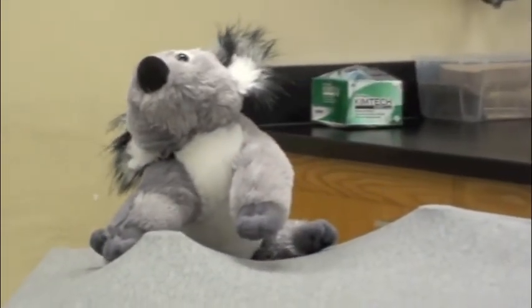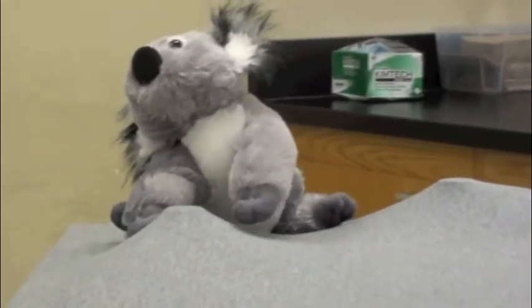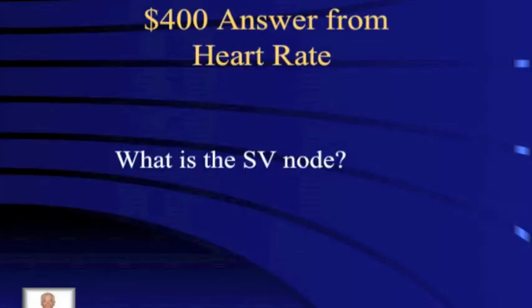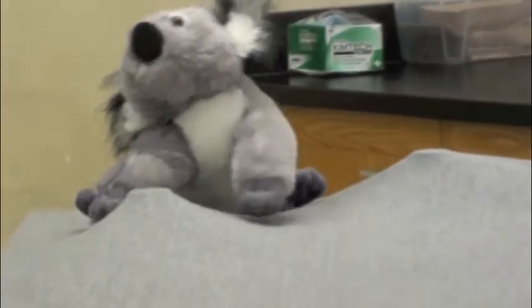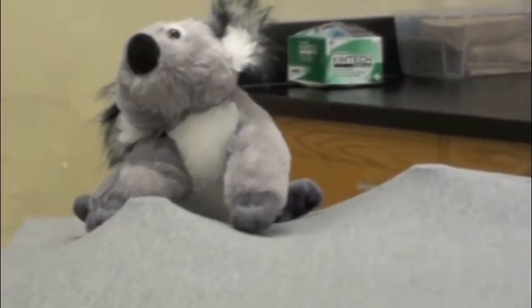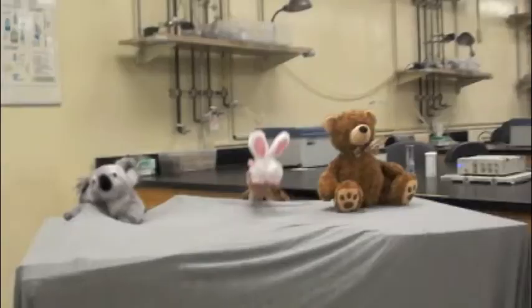Kooky Koala, what is the SV node? Correct. What is the SV node? Koala, what do you choose next? Molecular effects for 300. Amiodarone blocks this type of channel found in cardiac cells.